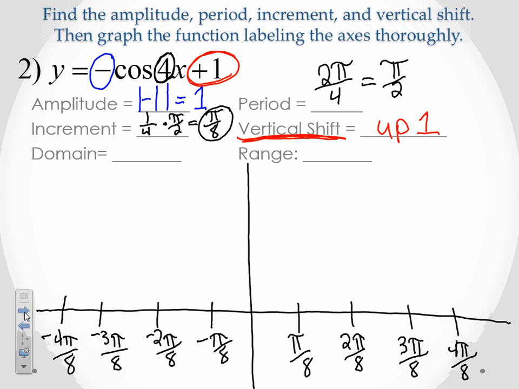Once I have all this done, vertical shift comes first. I went up 1, so in a different color, mine's going to be red every time I go up 1. Make sure you label it.